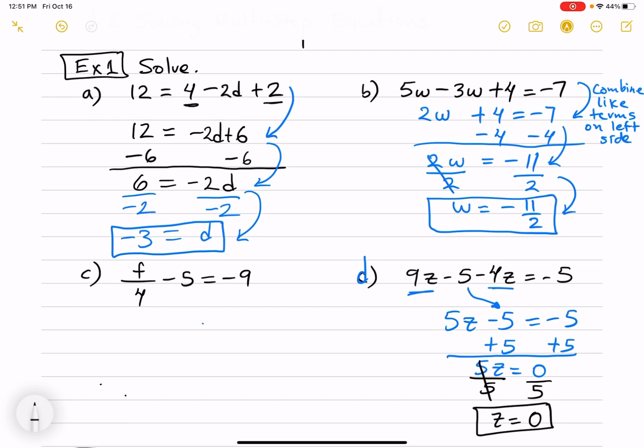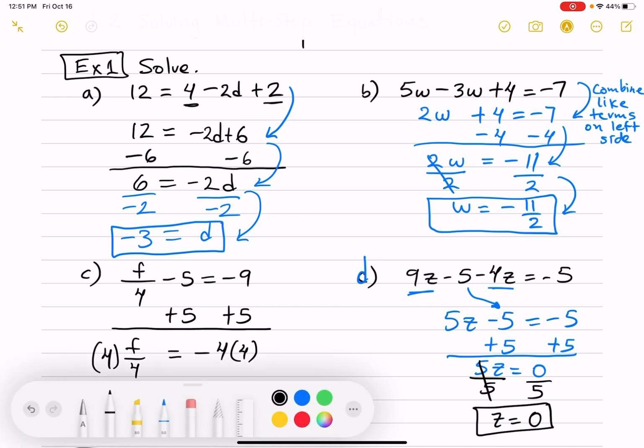The best way to do this, or one of the ways to do this, I should say, is by adding 5 to both sides. And you're going to get that f over 4 is equal to negative 4. And since we are dividing that f by 4, now the inverse operation would be to multiply by 4. Maybe I should have done that with a different color.